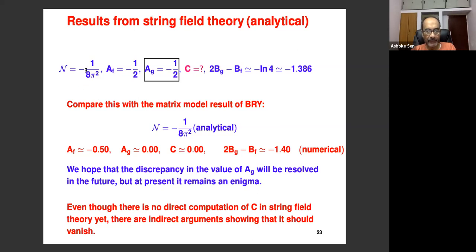But everything else matches nicely, including this N. This is, of course, analytical on both sides. And the numerical values are what you see here: AF and 2BG minus BF. They match nicely with the analytical results from string field theory. About C, I should say that even though there is no direct computation of C in string field theory, there are indirect arguments which show that it should vanish. This is not a full-fledged string field theory calculation, but there are indirect arguments one can give showing that C should vanish in string field theory. So I think this is the end of the overview.